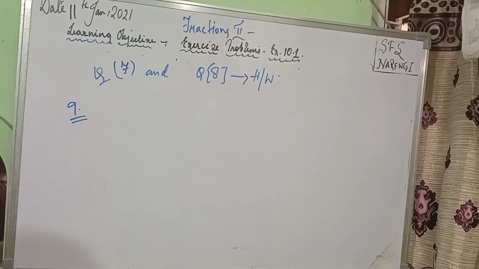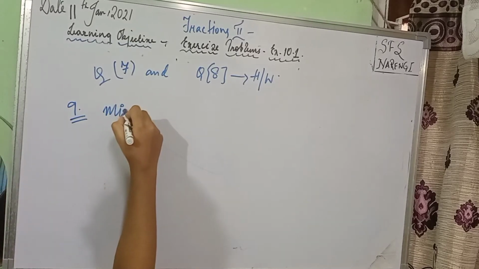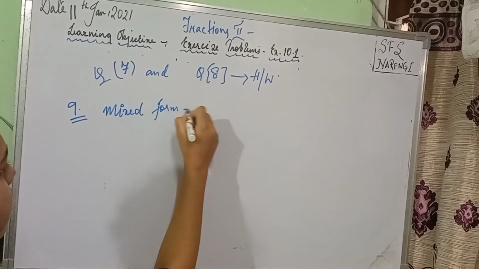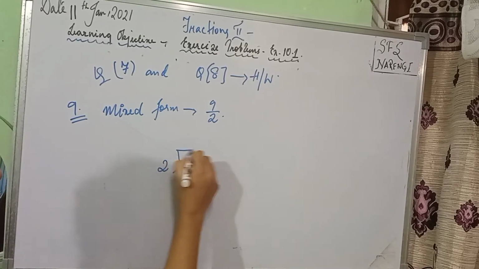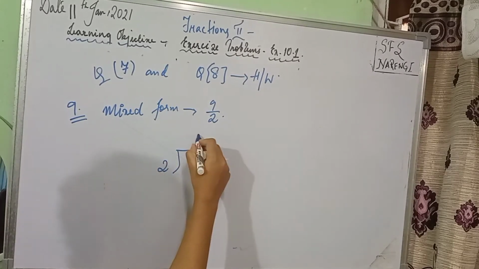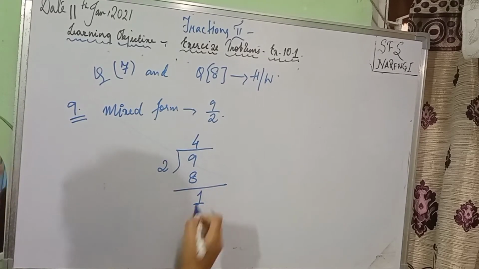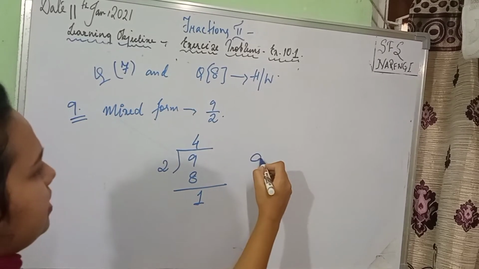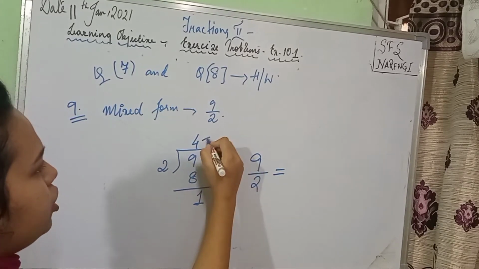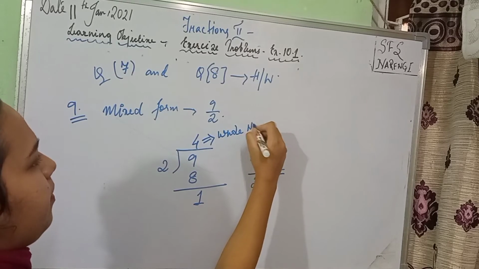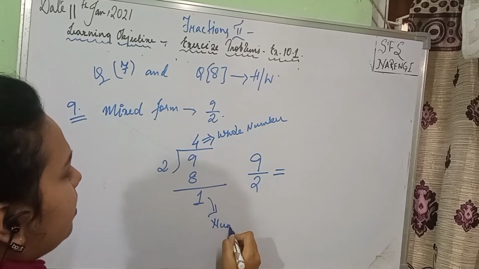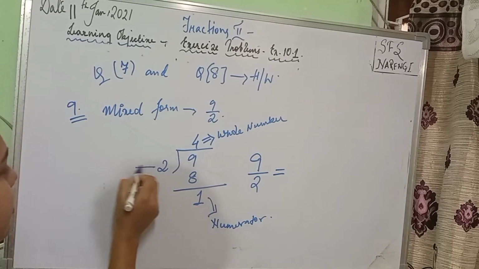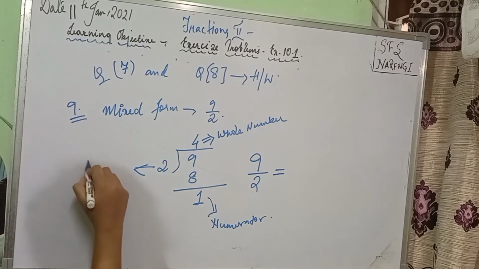You have to find the mixed form of the fraction 9 by 2. So what do we do to find the mixed form? Divide 9 by 2. I know that 2 4s are 8. You get remainder 1. So what happens is that for 9 by 2, the quotient is your whole number. The remainder is the numerator. And the divisor is your denominator.